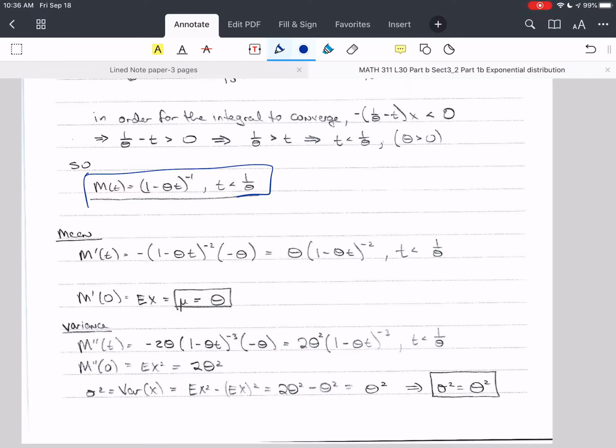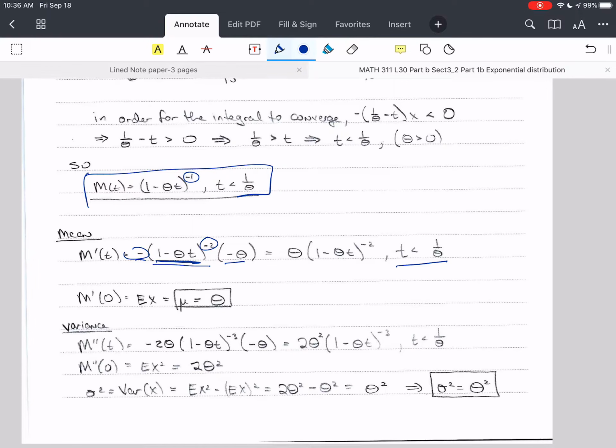And remember, those are unique for each distribution function. So to get the mean, we're going to take the derivative and make sure that you use your chain rule. So we take -1 out to the front, we have this, we subtract 1 from the exponent, and then we take the derivative of what's inside the parentheses in this case, which is going to give us a negative theta, which cancels out the negative in the front. And don't forget to write that t is less than 1 over theta.